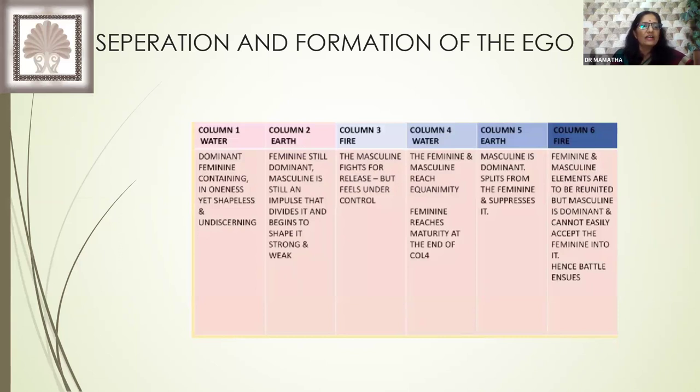So, the first column would be mainly, and also, as I told you earlier, Dr. Gandhi has also merged the knowledge of elements, or the elemental quality of these stages, into this paradigm or pattern. So column one is mainly water. It's predominantly feminine in nature. It's somewhat contained in oneness. It's not yet born because it doesn't have any shape. It has just now been conceived. So that's column one. It is shapeless, it doesn't have a proper shape. So this is the characteristic of column one.